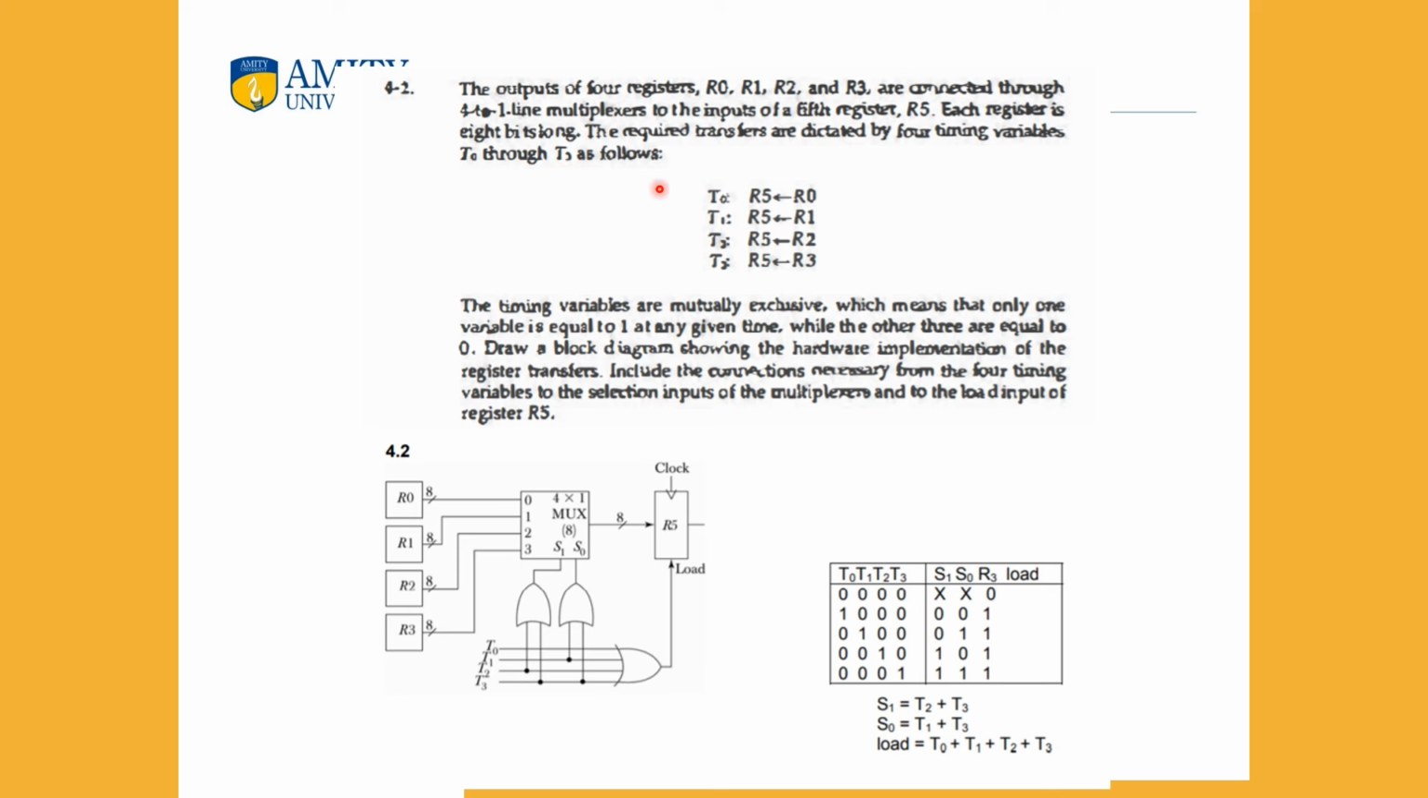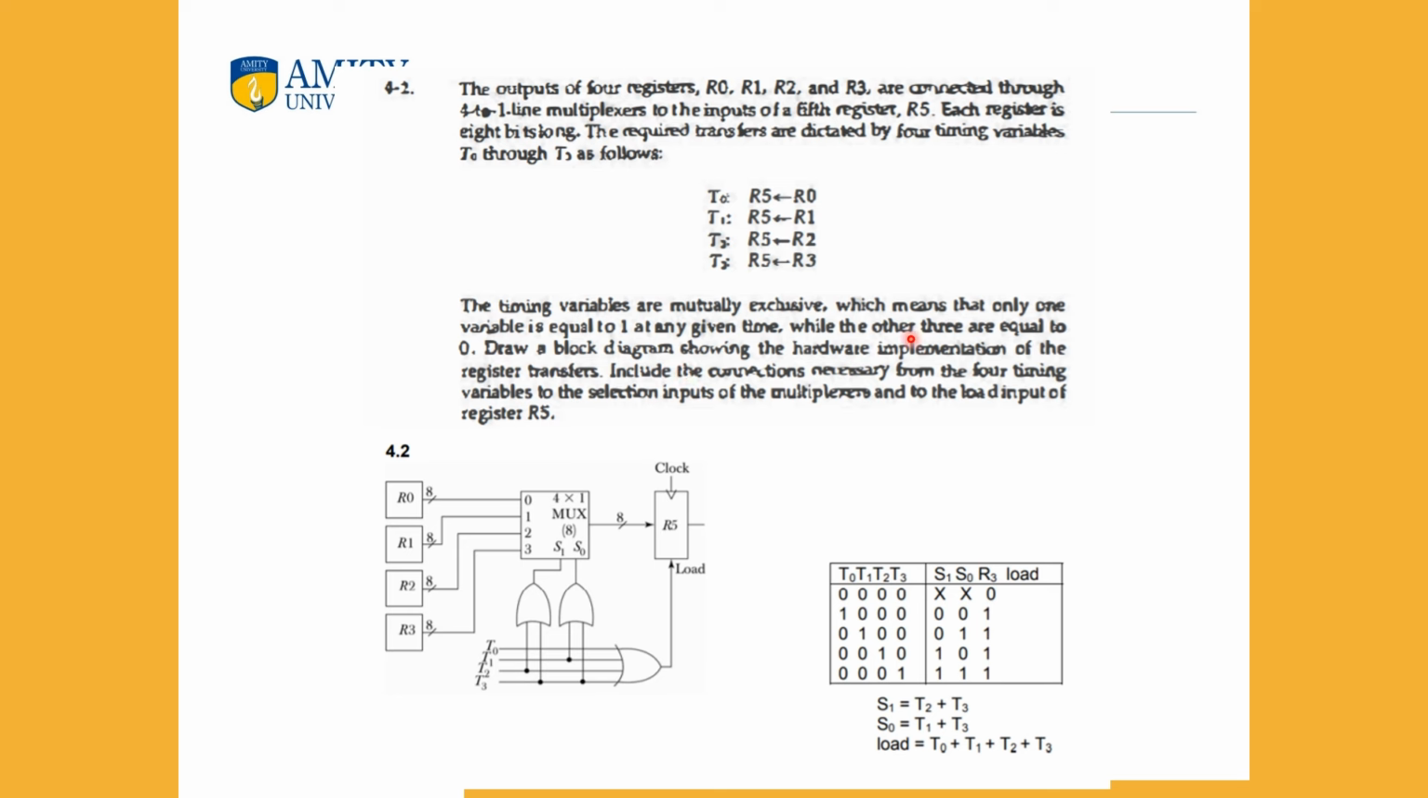So T0, T1, T2 and T3 cause the following outputs. R0 is transferred, R1 is transferred to R5, R2 to R5 and R3 to R5. The timing variables are mutually exclusive, which means that only one variable is equal to 1 at any given time. Hence T0, T1, T2, T3, any one of them is equal to 1 and we cannot have more than one. This is similar to the encoder that we studied, and the other three are equal to 0.